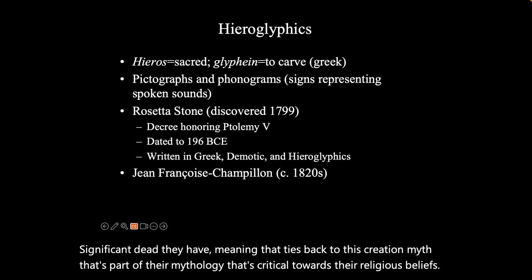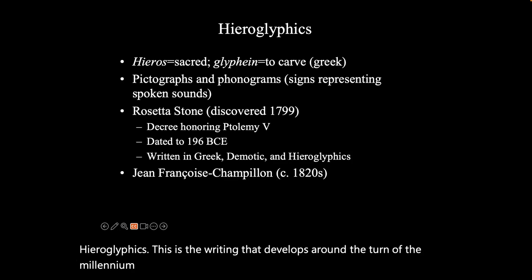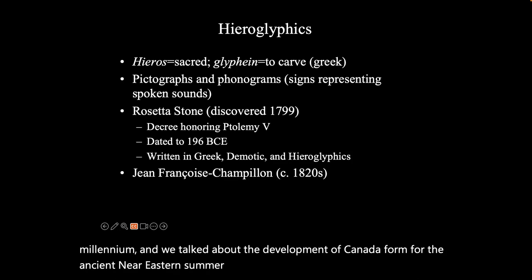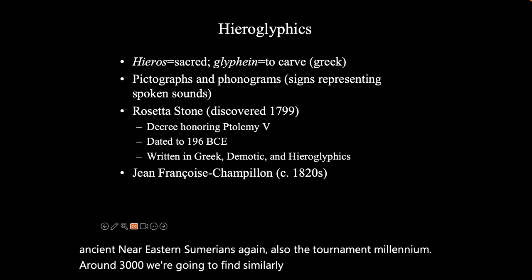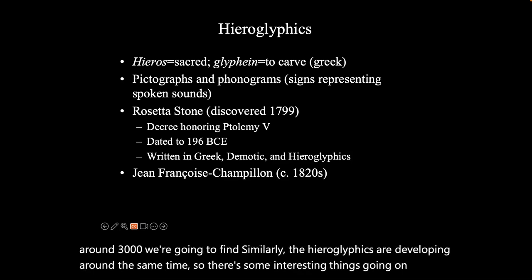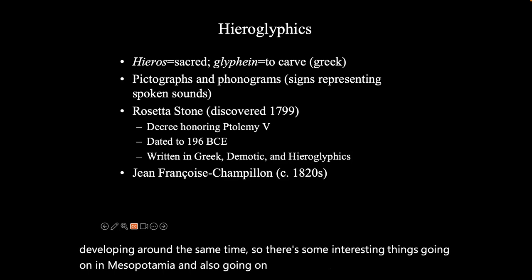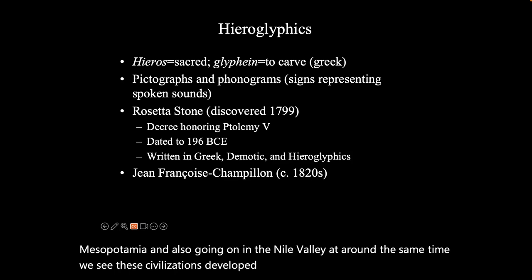Hieroglyphics, this is the writing that develops around the turn of the millennium, and we talked about the development of cuneiform for the ancient Near Eastern Sumerians, again, also the turn of the millennium around 3000. We're going to find similarly that hieroglyphics are developing around the same time. So there's some interesting things going on in Mesopotamia and also going on in the Nile Valley at around the same time. We see these civilizations developing.